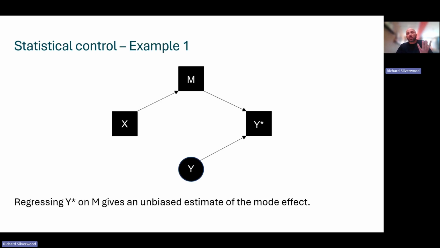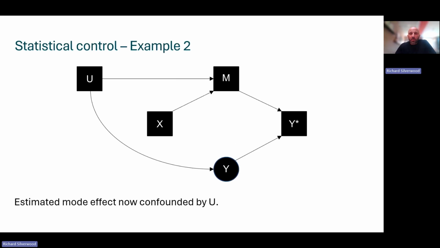So I'm going to go through the same 3 example DAGs here, but now instead of being interested in estimating the effect of X on Y, we're interested in estimating the mode effect. So that is this arc here that goes from M to Y star, the mode effect. So in this example 1, if we regress Y star on M, then this will give us an unbiased estimate of the mode effect because there are no spurious paths from M to Y. There are no backdoor or biasing paths from M to Y star.